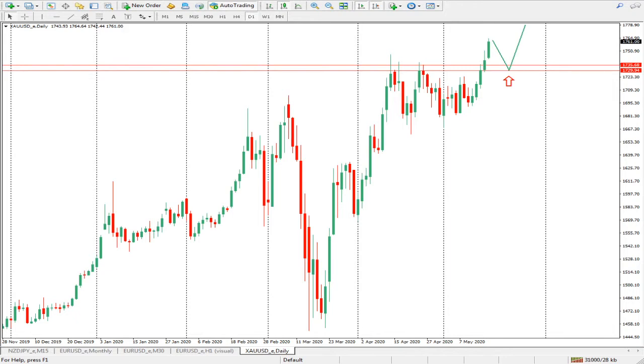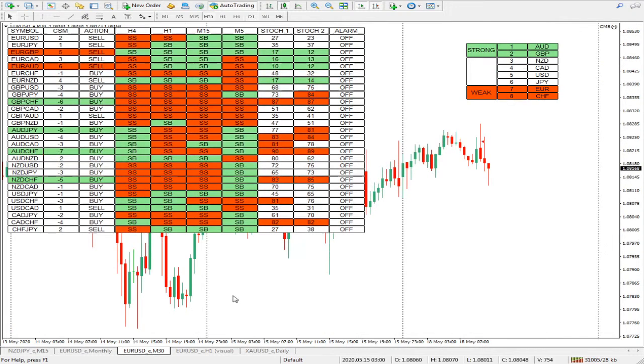That should bring us to the end of today's webinar. But before I conclude, I want to look at the strength meter. As it is now, the Australian dollar is the strongest. It is followed by the British pound and New Zealand dollar. Then we have Japanese yen and Swiss franc. So if you're trying to trade a combination of these, trade British pound and yen, or British pound and Swiss franc, or you can trade Australian dollar versus Japanese yen, Australian dollar versus Swiss franc. That's based on the strength.